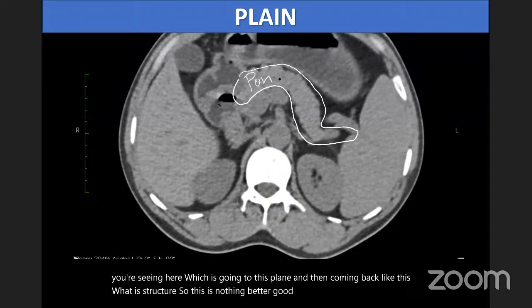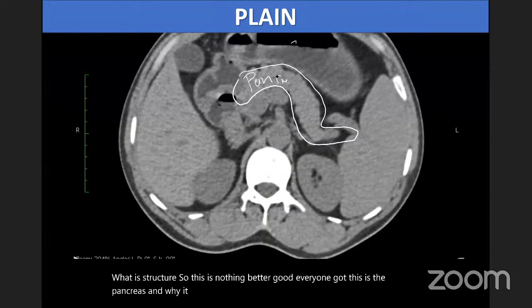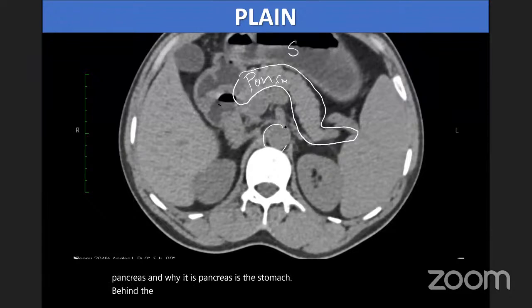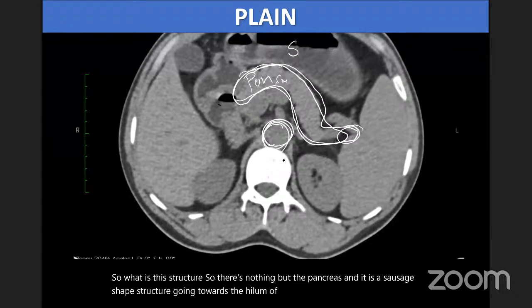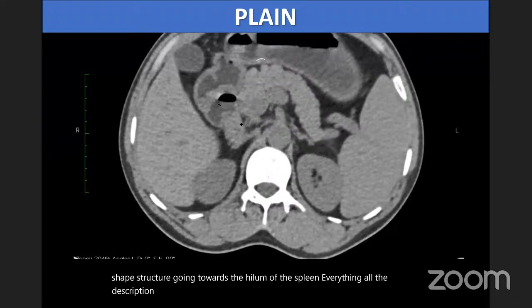This is the pancreas. Now why is it the pancreas? This is the stomach. Behind the stomach, and it is present in front of the aorta. So this is nothing but the pancreas, and it is a sausage shaped structure going towards the hilum of the spleen. All the description fits in there. Okay, so this is the spleen.